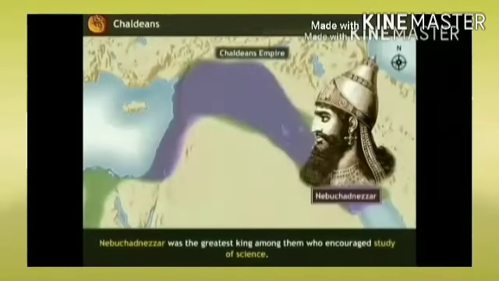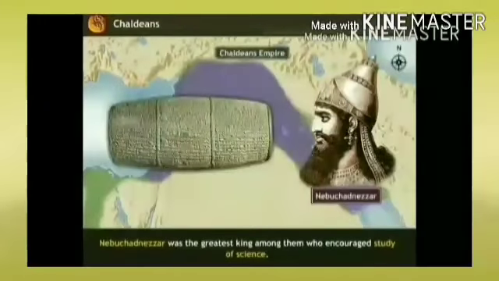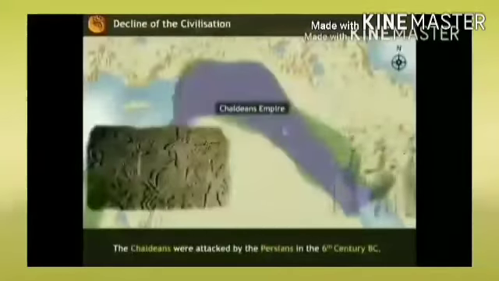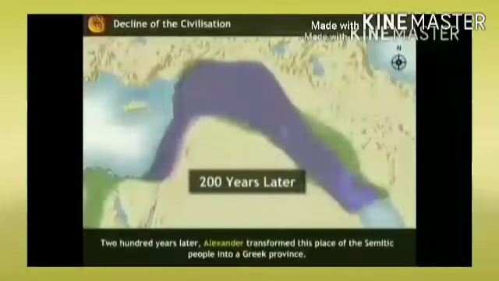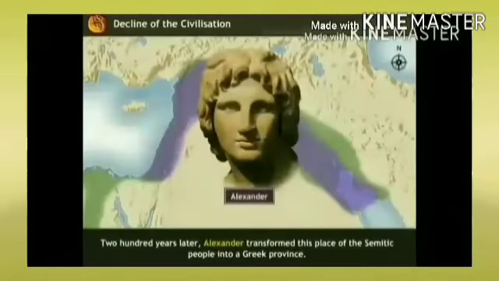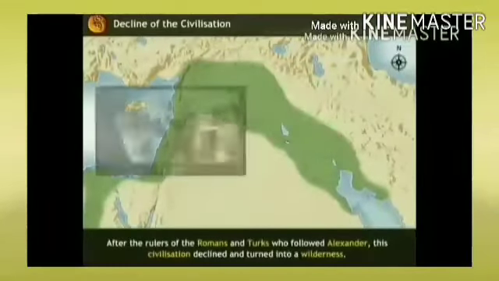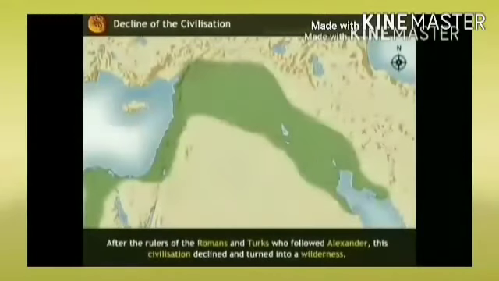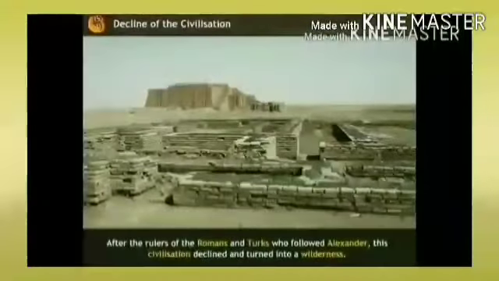Nebuchadnezzar was the greatest king among them and encouraged the study of science. The Chaldeans were attacked by the Persians in the 6th century BC. 200 years later, Alexander transformed this place of Semitic people into a Greek province. After the rulers of the Romans and Turks who followed Alexander, this civilization declined and turned into a wilderness.